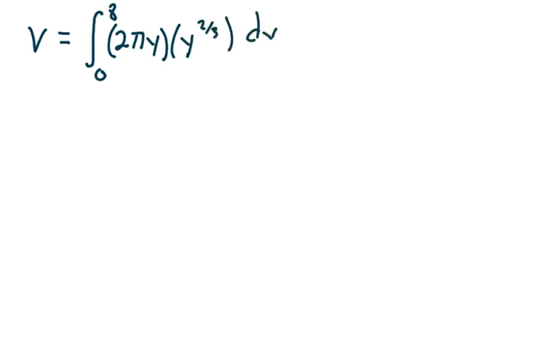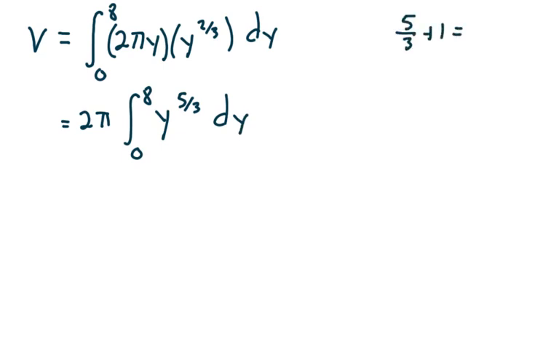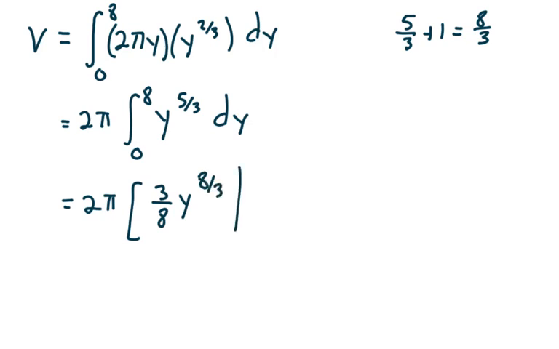And so I want the volume. Y goes from 0 to 8. I'm going to take 2 pi y, that's the circumference. The height is y to the 2/3 times the thickness, which is dy. So I'm going to pull the 2 pi out in front, and I'm going to integrate from 0 to 8 of y to the 5/3 dy. Now, 5/3 plus 1 is equal to 8/3, right? And so this is 2 pi times 3/8 y to the 8/3, evaluated from 0 up to 8.